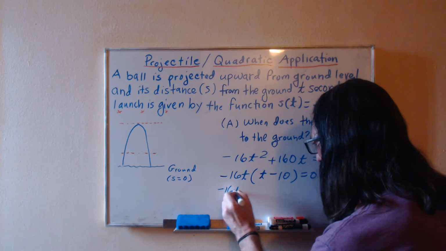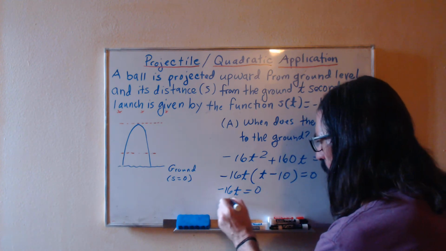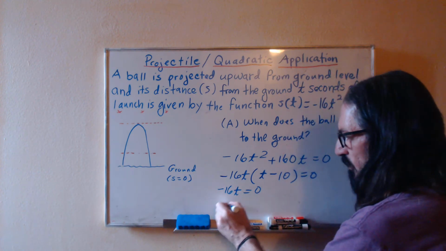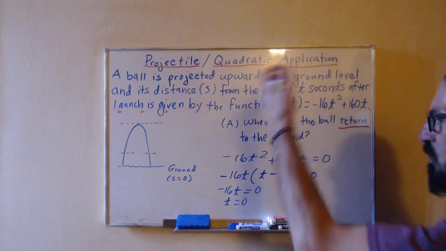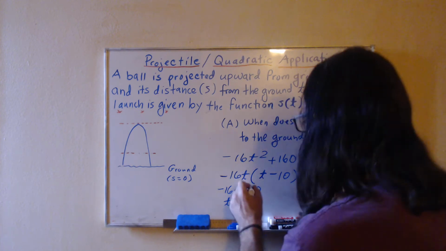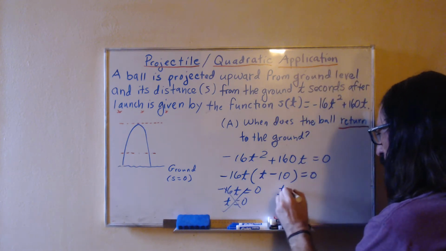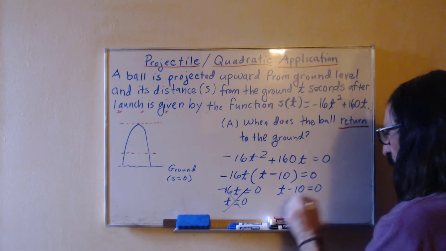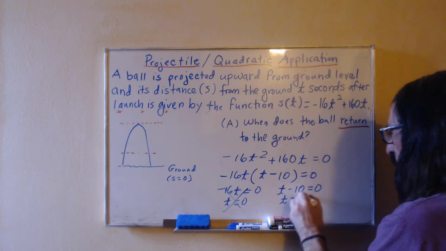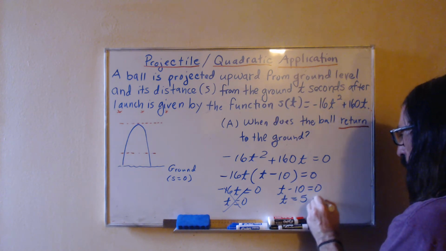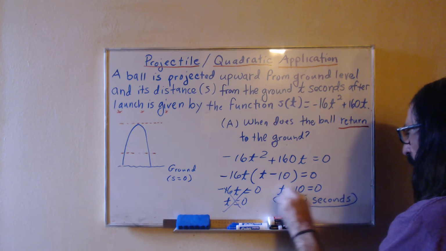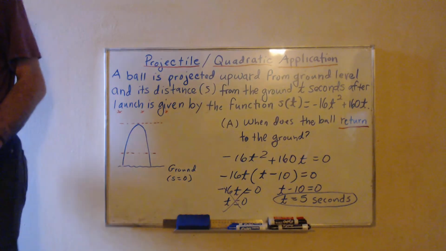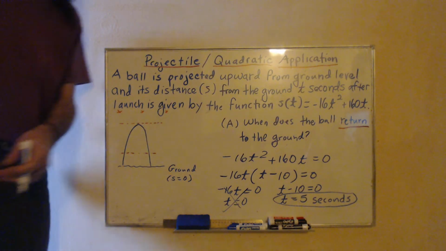Setting each factor equal to 0, divide both sides by negative 16 on this. Well, that first one of t equals 0 seconds, we already knew that. We're looking for when it returns to the ground. So t minus 10 equals 0. t is equal to 10 seconds. That is when it is returned to the ground.